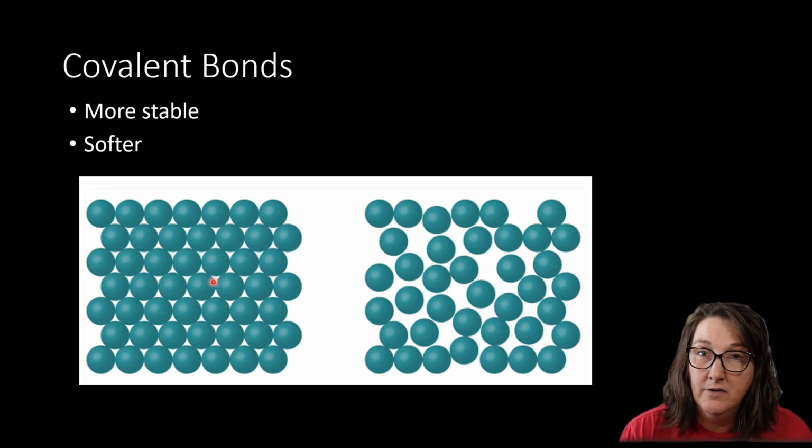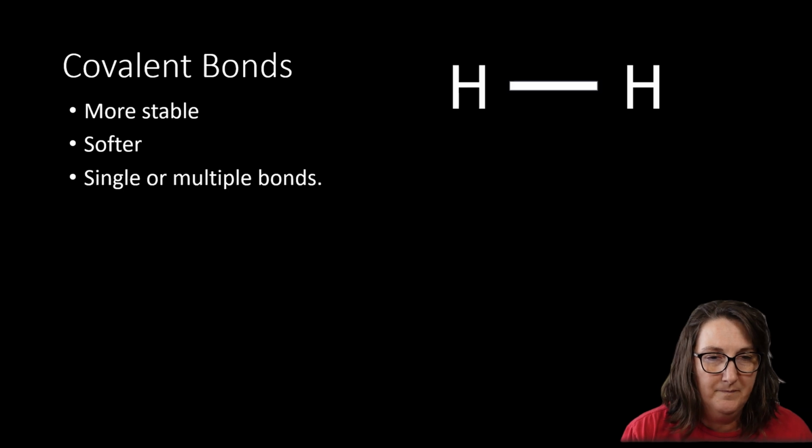Covalent bonds will be softer because again, those bonds aren't as strong as an ionic bond. So they're going to be a little bit softer. Some of them I can push and shift, and you can see how the molecules move. They're able to break apart a little bit easier.